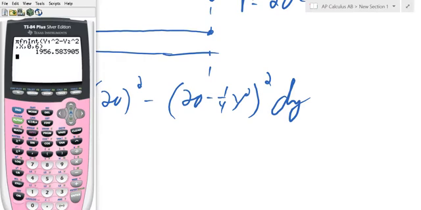And when you write your volume out, you're going to take it out 3 places of accuracy. So it's going to be 1956.584.